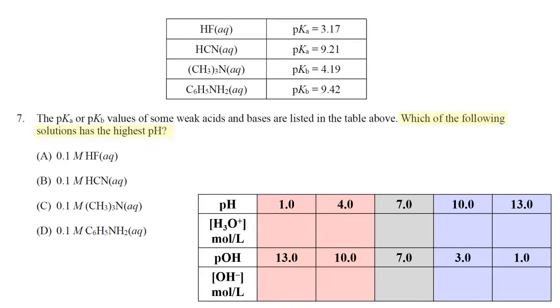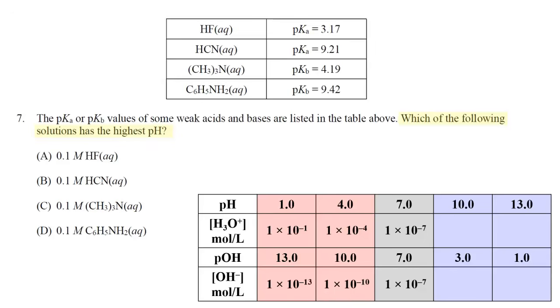So in this table, I have a pH of 1, 4, 7, 10, and 13. Now I'm going to fill in this table with either the concentration of the hydronium ion, H3O+, or the concentration of the hydroxide ion, OH-. So I'll start with a pH of 7. So I have 10 to the minus 7 for the concentration of the hydronium ion and the hydroxide ion. And now I move to a pH of 4 and a pH of 1.